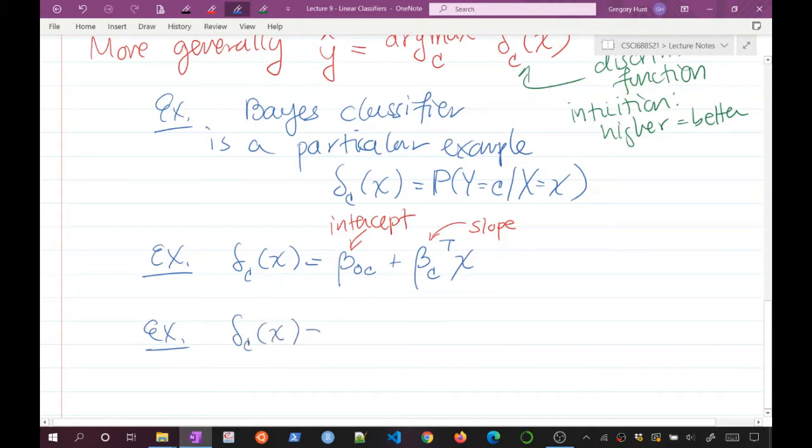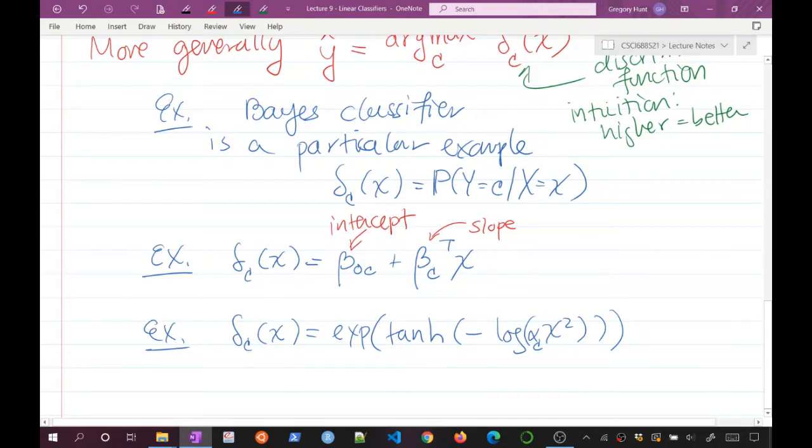Delta C of X is, what's a complicated function? Exponential of hyperbolic tangent of negative log X squared. Don't use that classifier, but I guess I need something that depends on C here. So let's say alpha C is some constant. Okay. All right. So now it's different for each of them, potentially. Make up whatever function you want. Probably a horrible classifier. Could be okay.